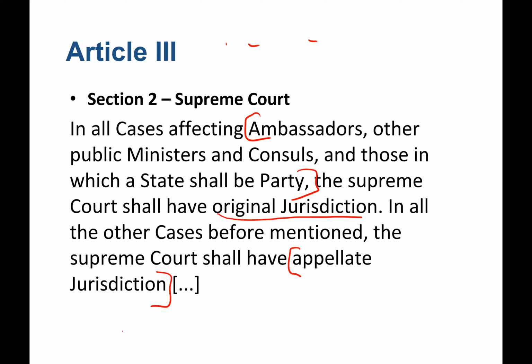In all other cases before mentioned, the Supreme Court shall have appellate jurisdiction. So whether we're talking about the Supreme Court hearing a criminal case involving some alleged violation of federal law, or a civil case, most of the time it's going to be an appeal. Some district court has already ruled, or maybe the circuit court, and we'll talk about these different lower courts, has already ruled, and the Supreme Court is hearing it as an appeal. So here the Supreme Court is primarily an appellate court.